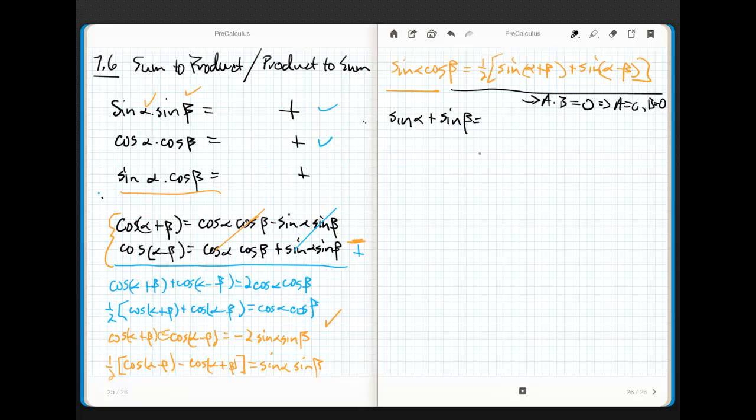So I'm going to give you this formula, and then I'm going to prove it for you. I'm going to have 2 sine of (alpha plus beta) over 2 times the cosine of (alpha minus beta) over 2. Now, I am not going to ask you to memorize these formulas. Let me be very, very clear on this. What I am going to ask you to do is to be able to reference them.